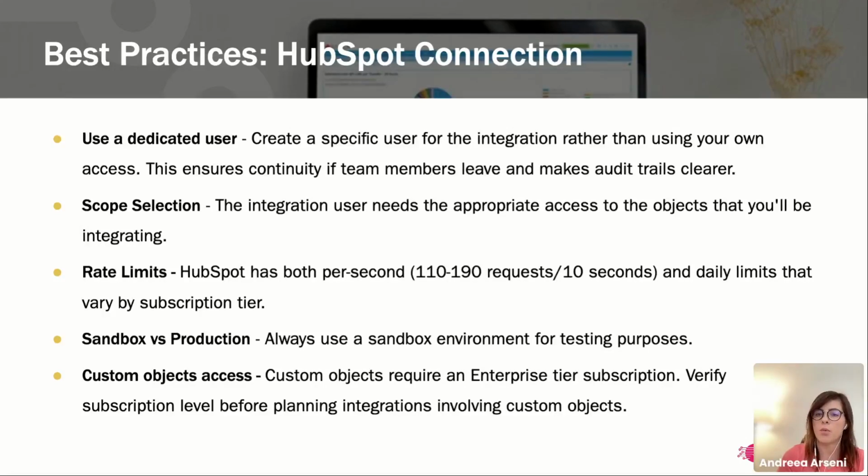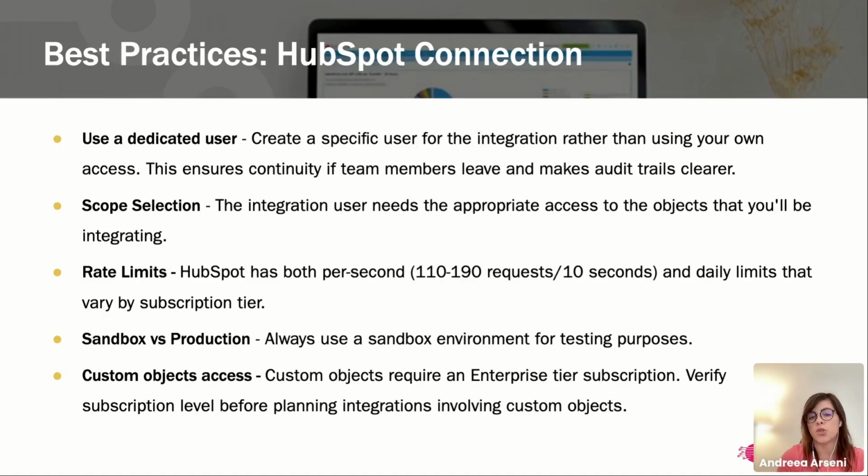And then, of course, you have sandbox and production. Always use a sandbox for testing purposes, anything you want to do for your specific integration. And when you are done with this part, then you can deploy it into production. And another thing here with HubSpot, which is different, would be the custom objects access. Of course, here you have to ensure that you do have the possibility to create them, because as you know, in HubSpot, there are different subscription types and different access to certain objects.